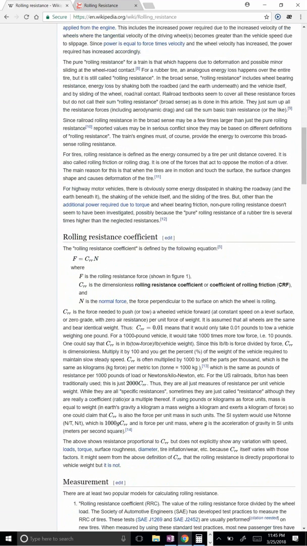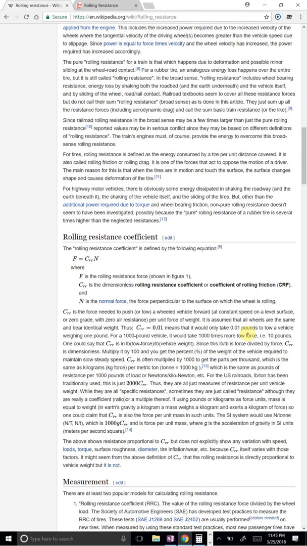So here you see the main equation. This is the force that's counteracting the movement. So if you're going forward, the force is going back. If you're going backward, the force is going forward. It's counteracting whichever way you're traveling.